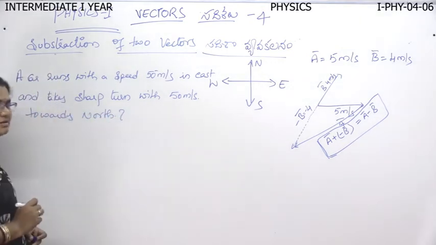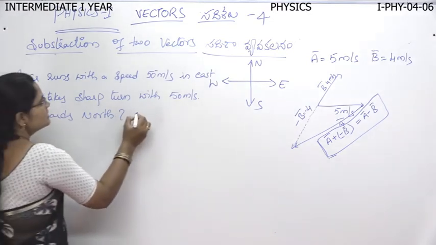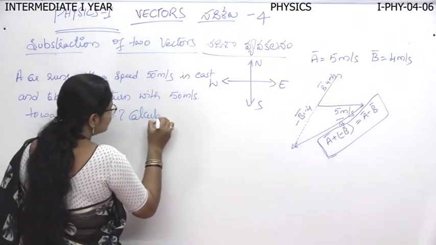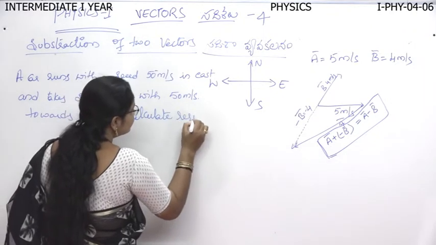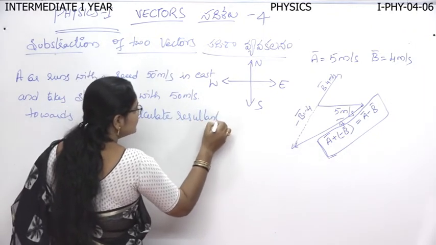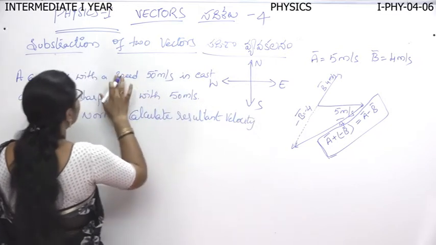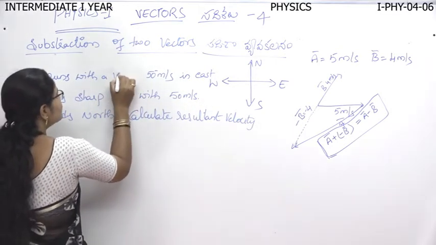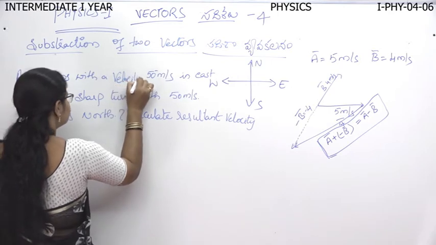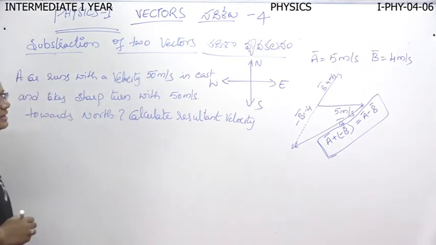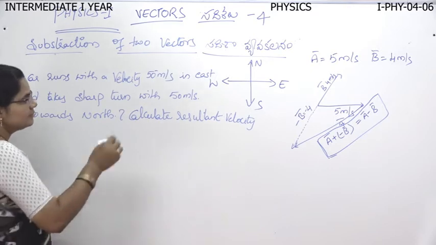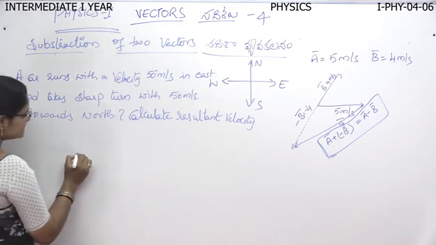Now you have to calculate the resultant displacement. So what is the resultant velocity? Here you should not talk about speed. It is velocity, isn't it? Okay. Now then, how is the car traveling?